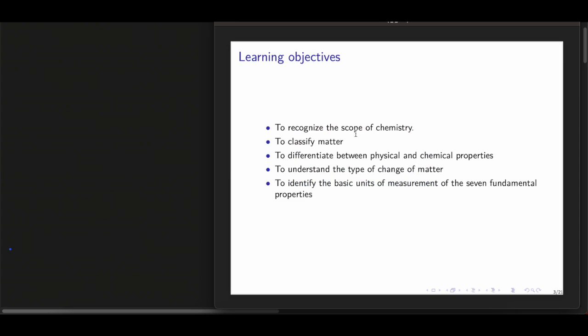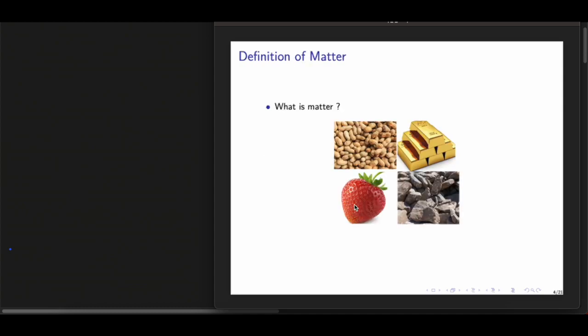So first, as learning objectives, at the end of this lesson, we'll be able to recognize the scope of chemistry, to classify matter, also to know how to differentiate between physical and chemical properties, and to understand also the types of change of matter. And we'll try to identify the main basic units of measurement that we use in chemistry.